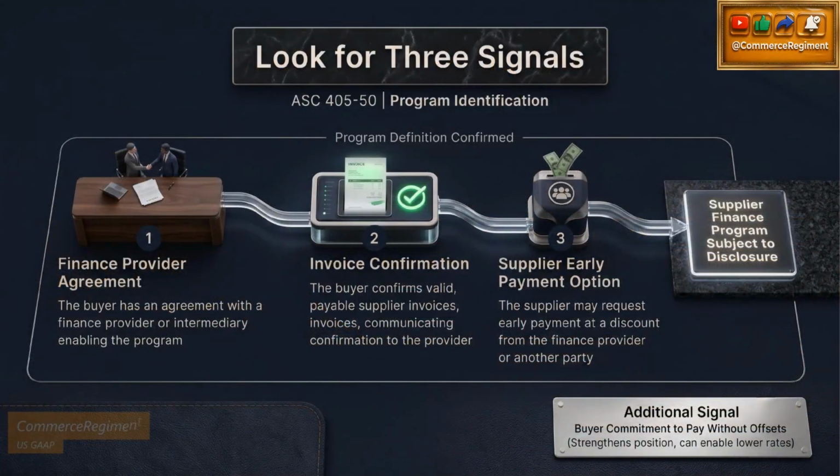To identify a supplier finance program, look for three main signals. First, the buyer has an agreement with the finance provider or intermediary. Second, the buyer confirms supplier invoices as valid and payable. Third, the supplier may request early payment from the finance provider or another party, often at a discount. A fourth signal may also appear when the buyer commits to pay the finance provider for confirmed invoices without offsets or defenses. These signals show that normal trade payable activity may have a financing structure behind it.